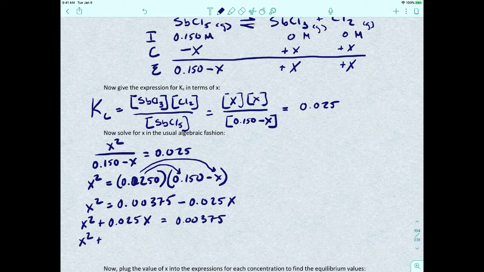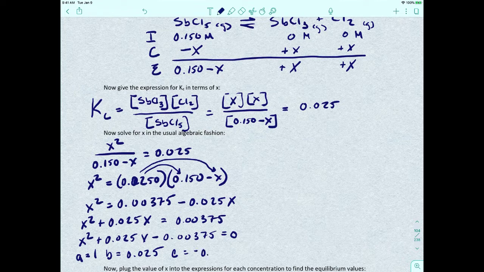So that gives me this: x squared plus 0.025x minus 0.00375 is equal to 0. So that means my A value is going to be 1. My B value is going to be 0.025. And then my C value is going to be negative 0.00375.